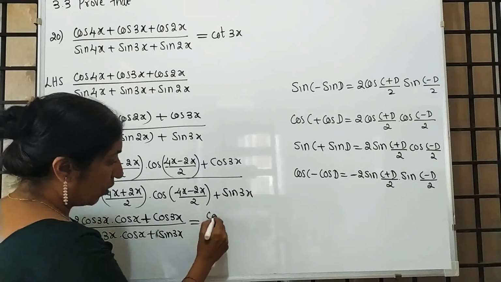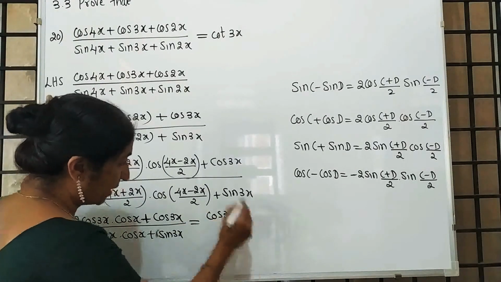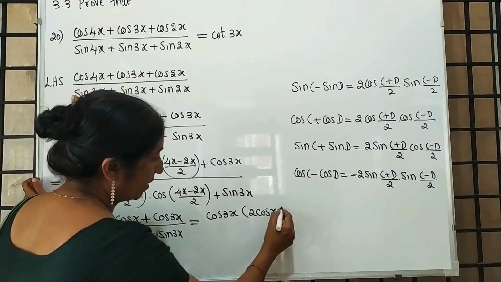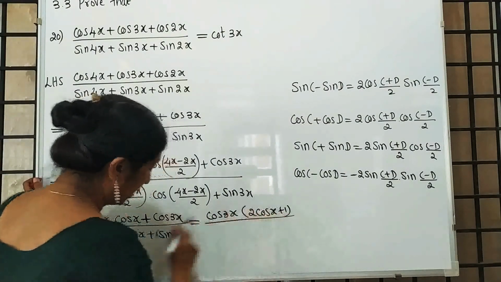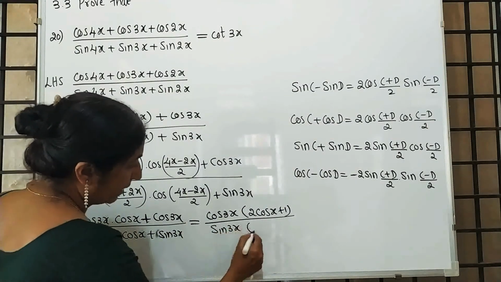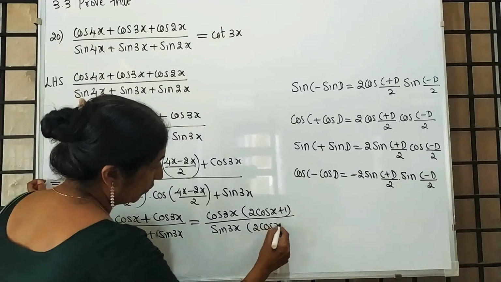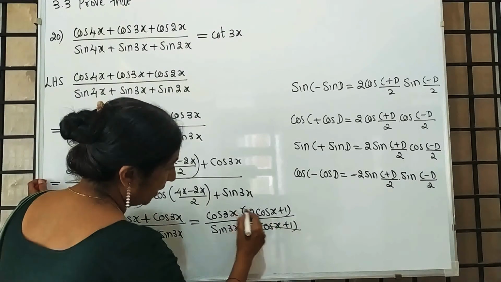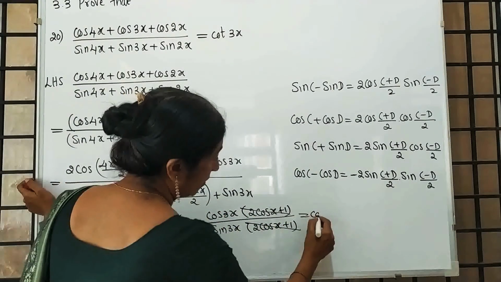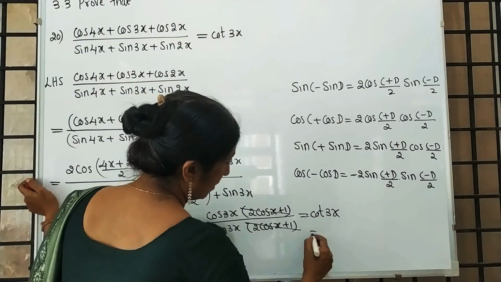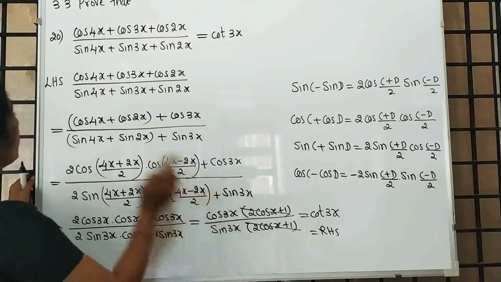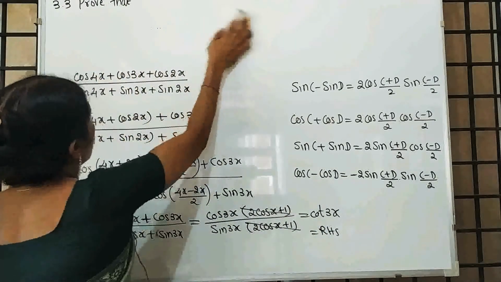We take cos 3x common in the numerator. What is remaining? 2 cos x plus 1. And in the denominator, sin 3x is common. In the bracket, 2 cos x plus 1. See, this bracket gets cancelled. Cos by sin is cot. Cot 3x. They have the same angle. So that is RHS. Moving to the next question, question number 21.